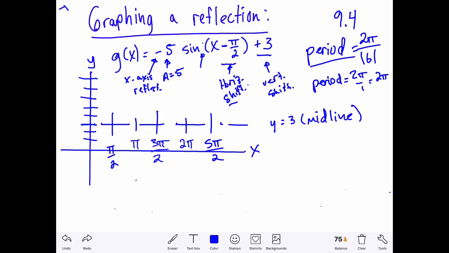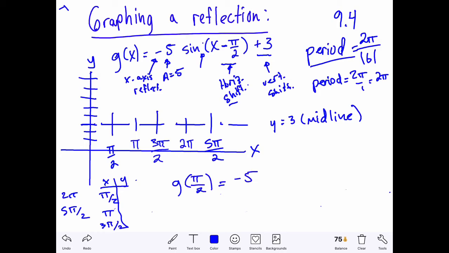Okay, so we're getting close here now. Now we want to do the XY table. And of course, I'm going to do pi halves, pi, 3 pi halves, 2 pi, and 5 pi halves. Okay, let's do g of pi halves.